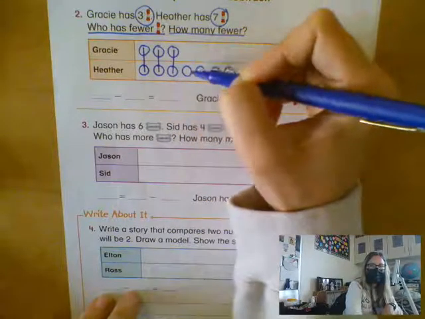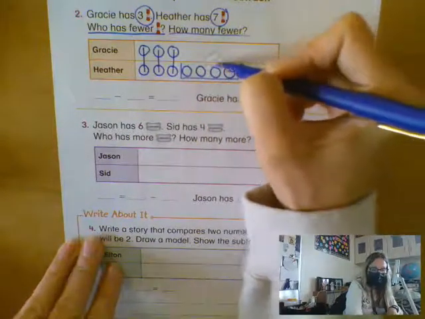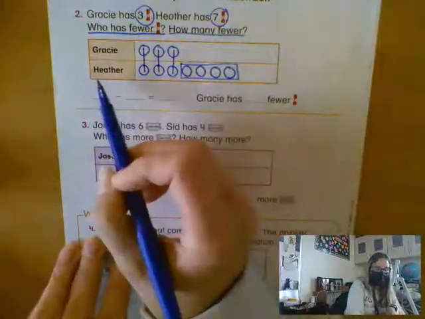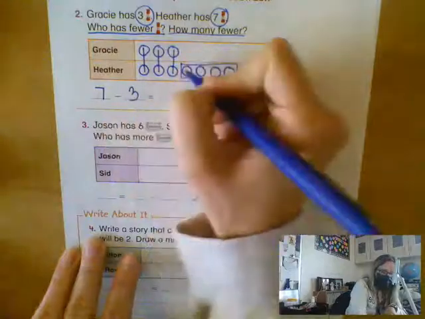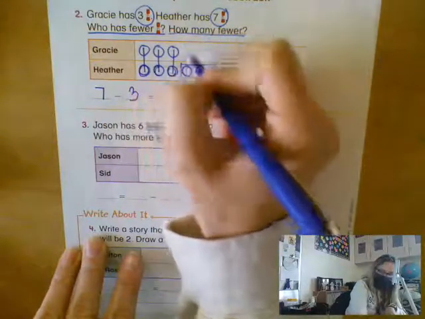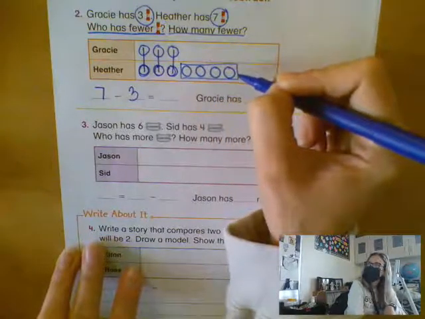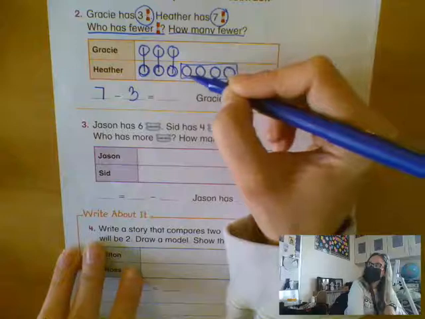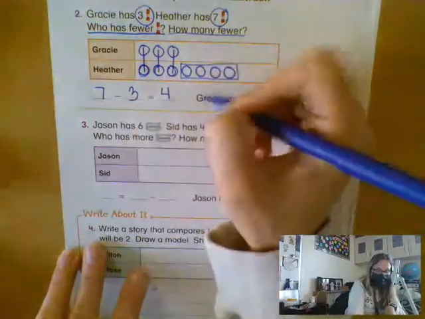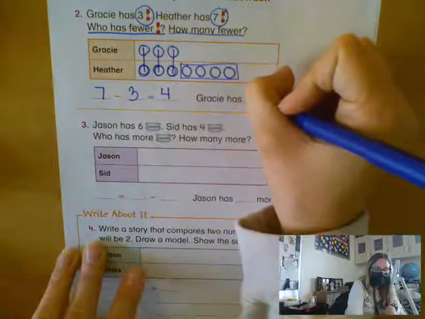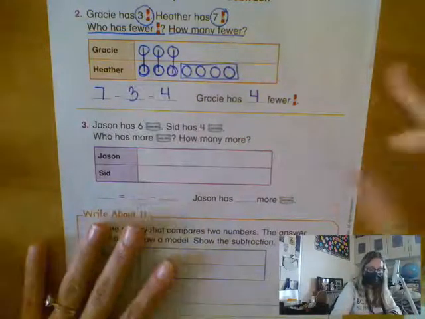Do they both have 4? No. So all of these ones left over show us the difference. So if we take Heather's 7 that we started with, and we take away Gracie's 3, there they are, 1, 2, 3, we're taking those away. How many do we have left, Emma? 4. So 7 take away 3 equals 4. Gracie has 4 fewer, or 4 less than Heather.